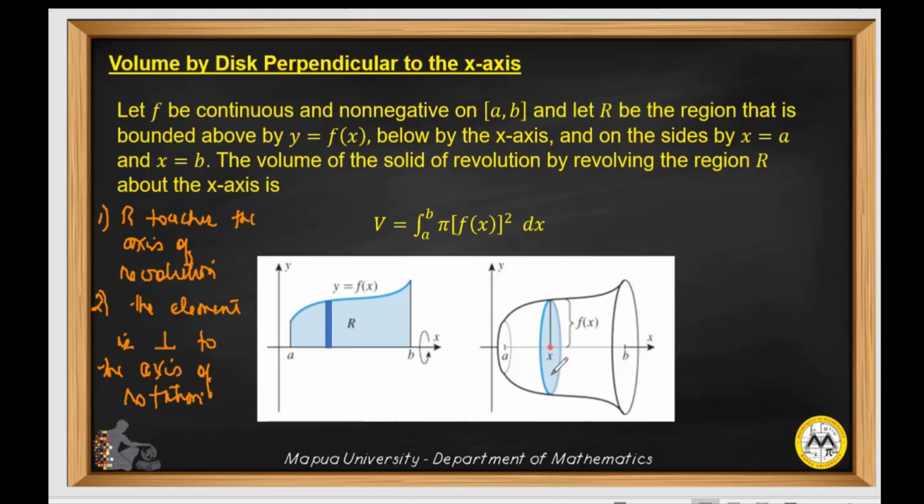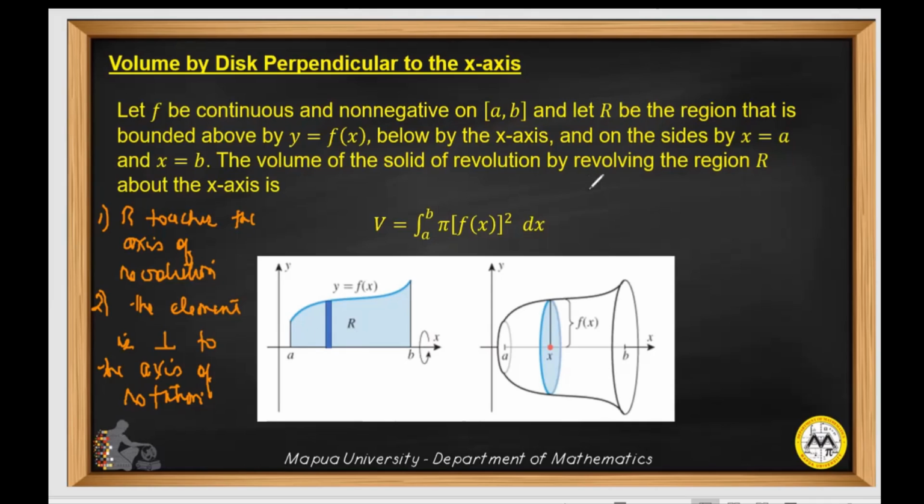And if we get the limit as the maximum delta x approaches zero, then that will give us the Riemann integral. The integral of the volume of the disk, the representative disk, and the limit will go from the lower limit a to the upper limit b. The integral will be evaluated within the closed interval from a to b.